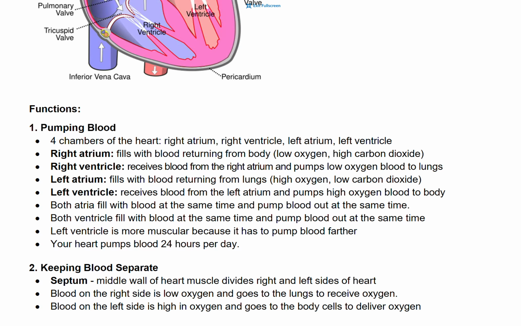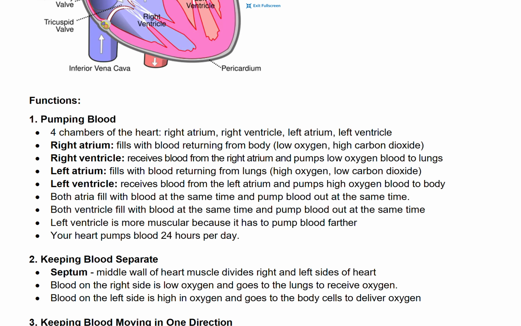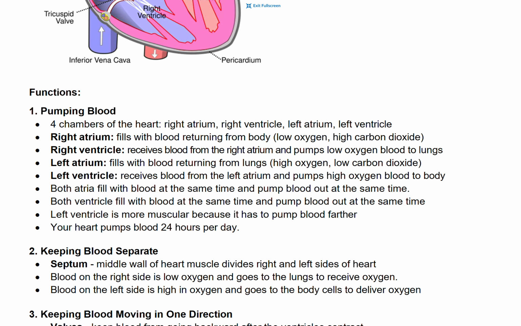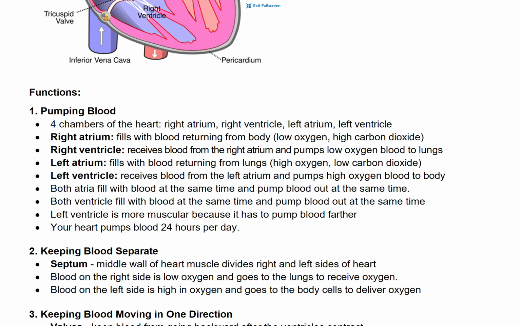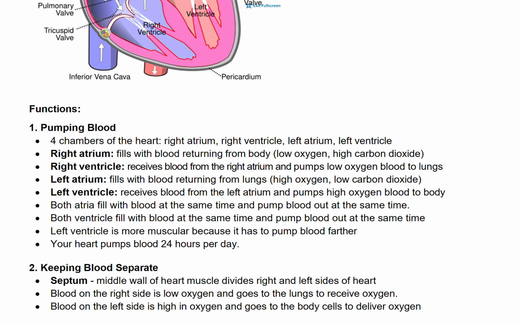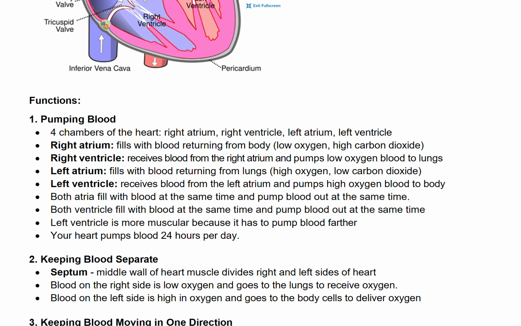So both atria fill with blood at the same time and pump blood out at the same time. Both ventricles fill with blood at the same time and pump blood out at the same time. The left ventricle is more muscular because it has to pump the blood farther, and your heart pumps blood 24 hours per day, 7 days a week, 365 days a year, and when it stops, you stop, right? So we want it to keep going.